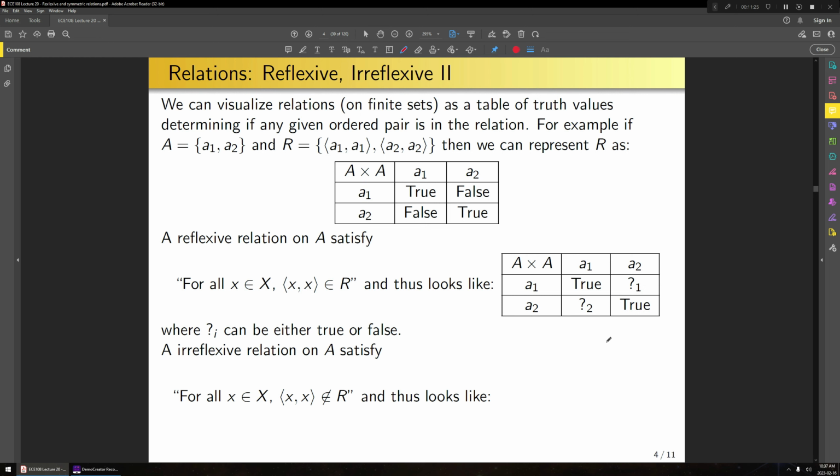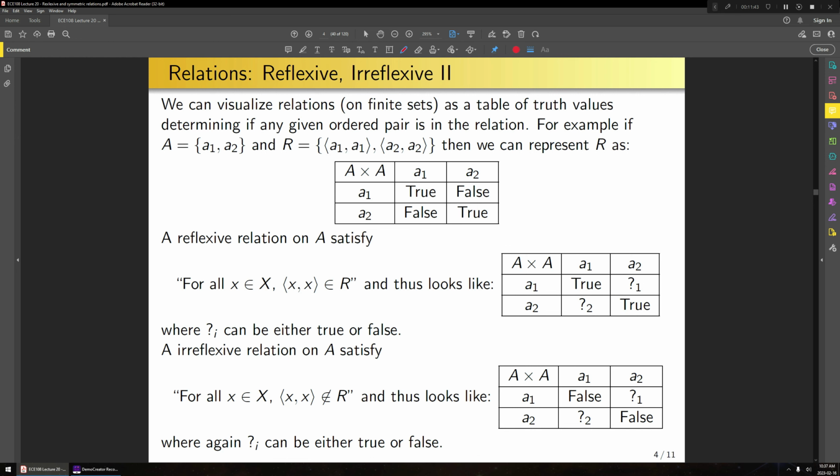Okay, so hopefully you paused the video and thought that through on your own. So let's think this through. This is telling me that x can't be related to x. So on these diagonals, this needs to be false, and this needs to be false, but I can say anything I want about these again. So here I get false, false, question mark 1, question mark 2.